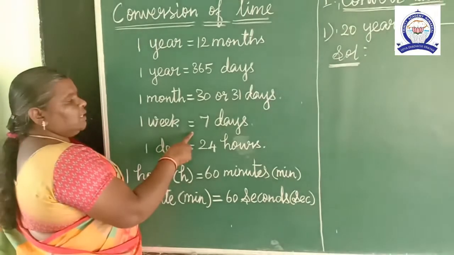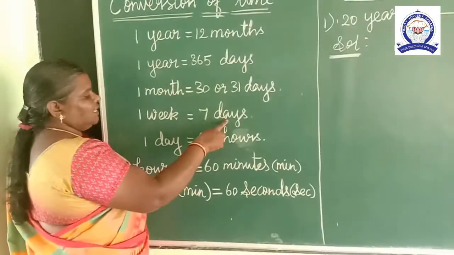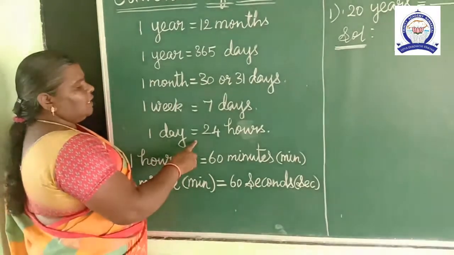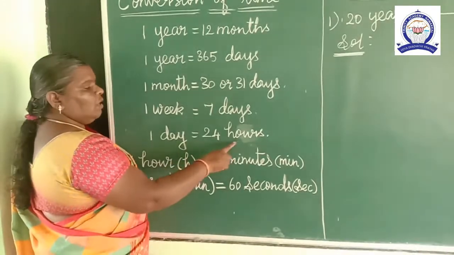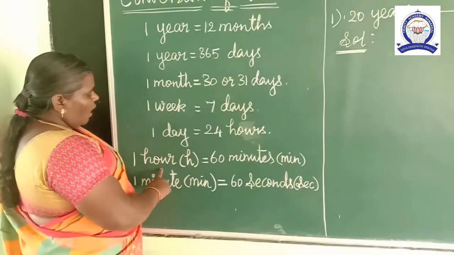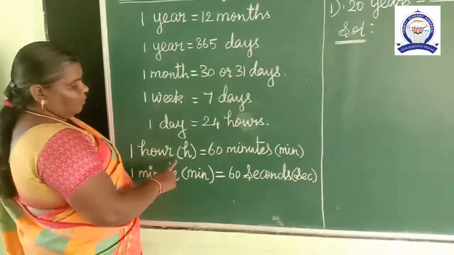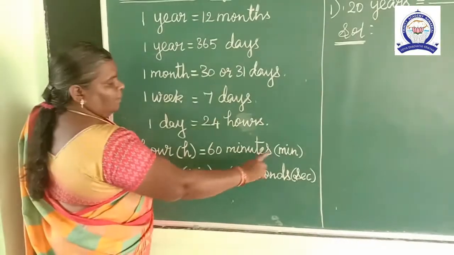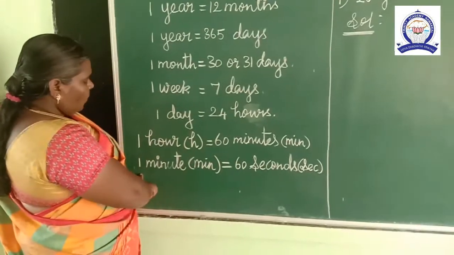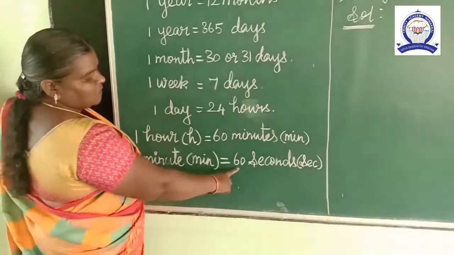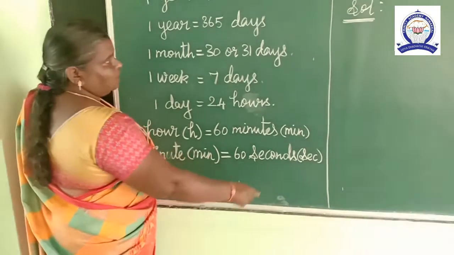1 week equal to 7 days. 1 day equal to 24 hours. 1 hour equal to 60 minutes. You mention hours in H, minutes you measure in MIN. 1 minute equal to 60 seconds.